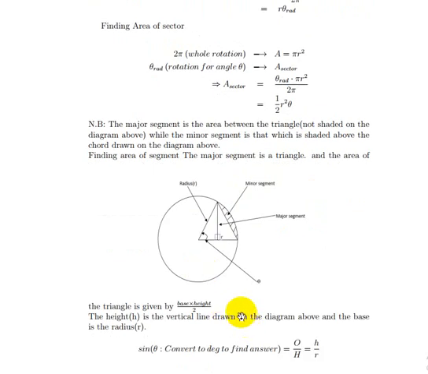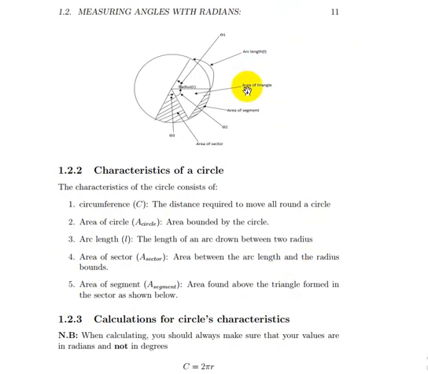Now let's say you want to find the area of the segment. You have here the major segment and here the minor segment. Here you have the radius and down here you have the radius. Let's say they are enclosed within an angle theta. Now, how do you calculate the area of the major segment? See that the area of this major segment involves a triangle. So calculating the area of the major segment is similar to calculating the area of a triangle.